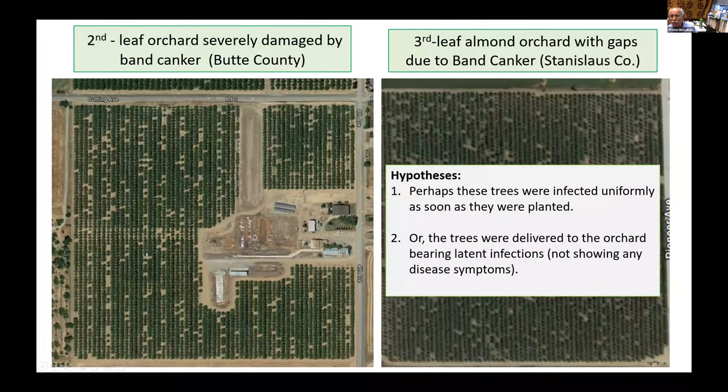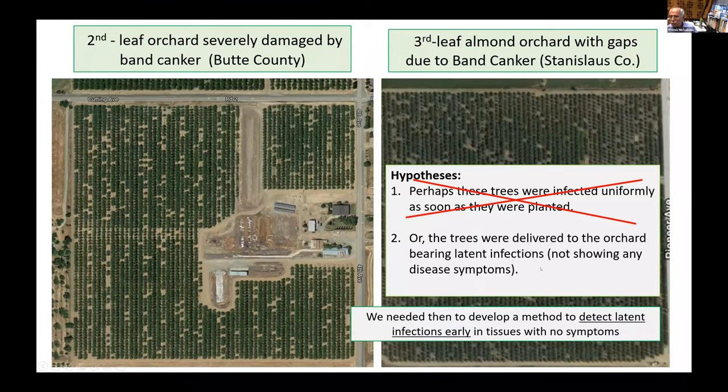So we hypothesized that perhaps these trees were infected uniformly as soon as they were planted. Or the second hypothesis, that the trees were delivered to the orchard bearing latent infections, not showing any symptoms, but they had these latent infections in the young tissues. We rejected the first hypothesis because we couldn't find obvious inoculum throughout or around the orchard that could cause infections right away. We then focused on the second hypothesis, to see if we're dealing with latent infections in these young trees when they were delivered to the grower.